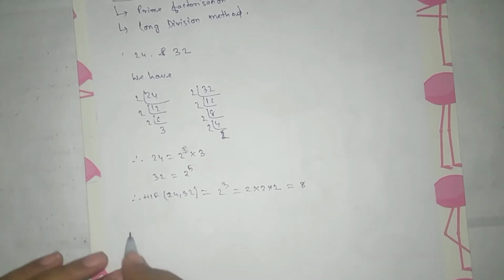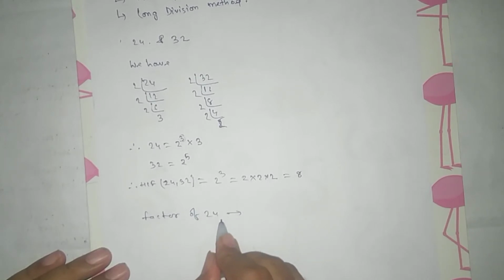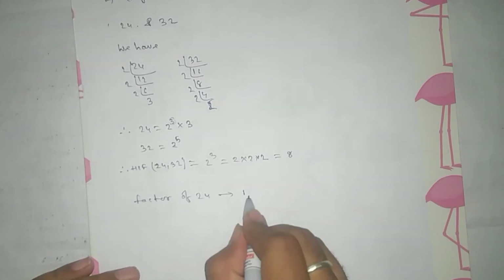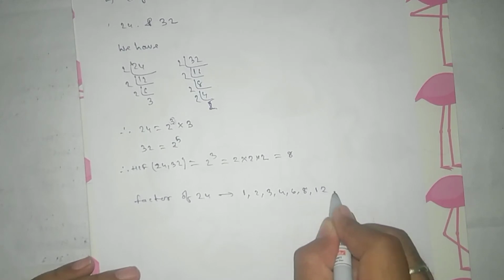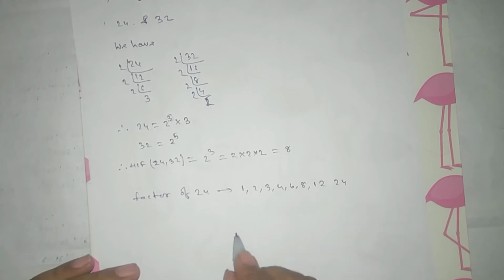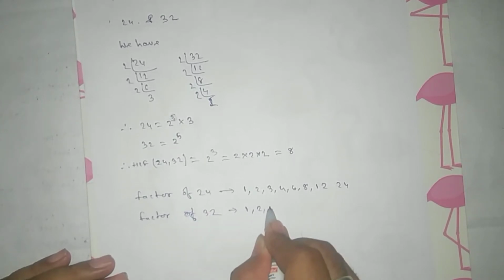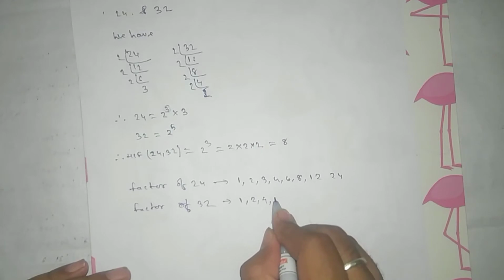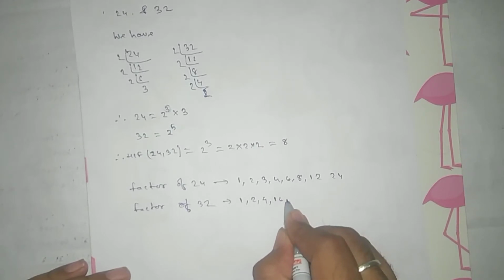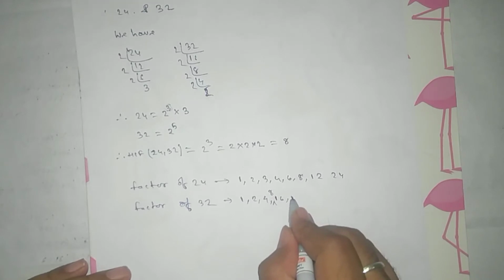What does it mean? If I take the factors of 24, we already know how to find them. The numbers that exactly divide 24 are called factors. So they are 1, 2, 3, 4, 6, 8, 12, and the last one is 24. These are the factors of 24. The factors of 32 are 1, 2, 4, 8, 16, and 32. I forgot to write 8 earlier, so we write it here.